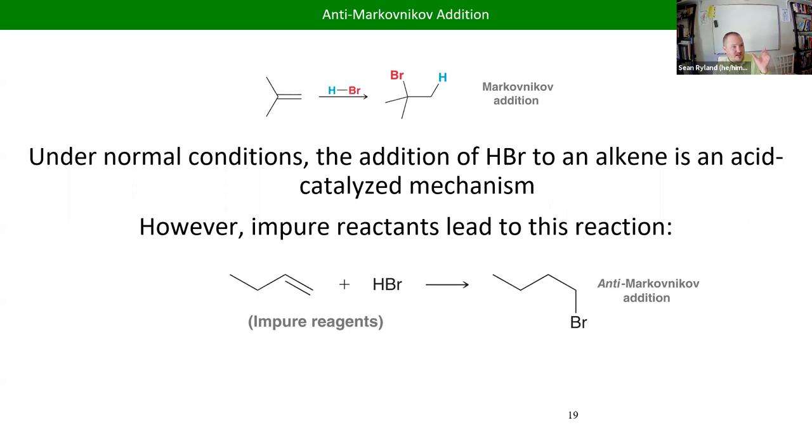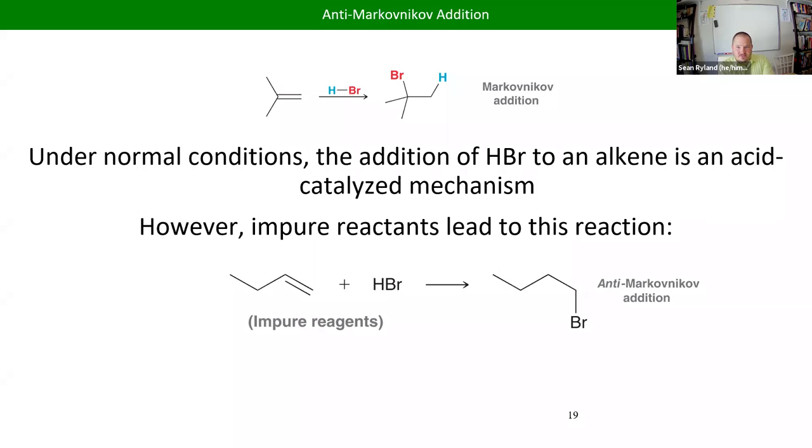Since the acid catalyzed addition was a really well understood mechanism, we should not be seeing any anti-Markovnikov, right? This is the classic Markovnikov reaction, acid catalyzed addition of HBr. So the fact that they were seeing any of it said that there had to be a competing mechanism, right? And when they say impure reagents, sometimes it was buying cheap stuff, but more commonly, and we'll talk about why in a few minutes, it was stuff that had been sitting on the shelf a long time.